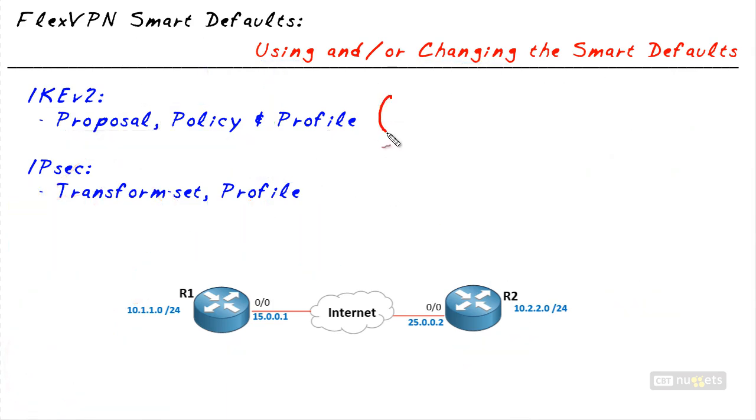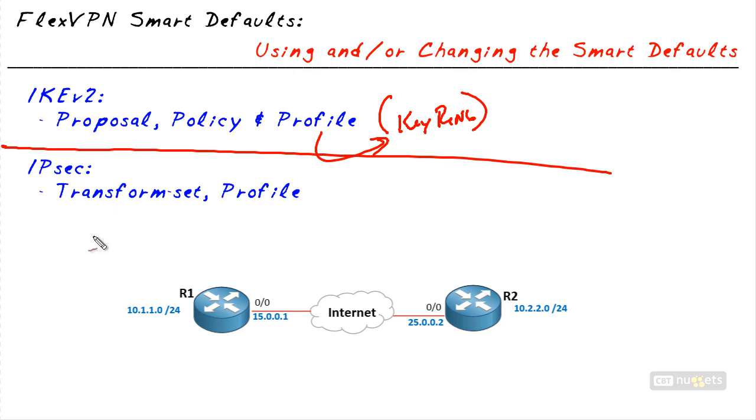Now the piece up here that we'd also need to add, of course, is the key ring if we're using pre-shared keys for authentication. And in the profile, we'd point to the correct key ring that holds that information for that authentication. Now there's also some smart defaults regarding IPsec, specifically for the transform set and the IPsec profile. And here's how these are linked together.